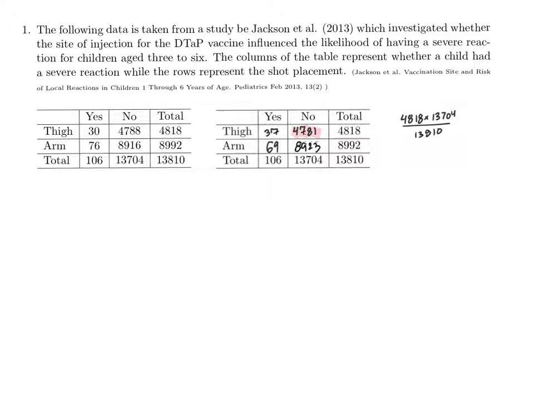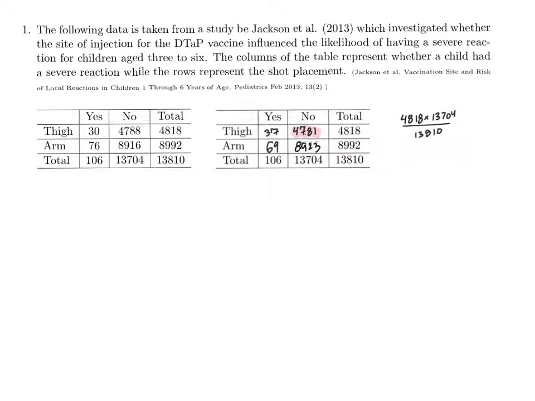I go ahead and check, and sure enough, all of them are over 5. And I'm going to assume that 13,000 is under 10% of the overall number of children who've been vaccinated. So, meeting the 10% requirement and all expected values over 5, I can go ahead and start my test.